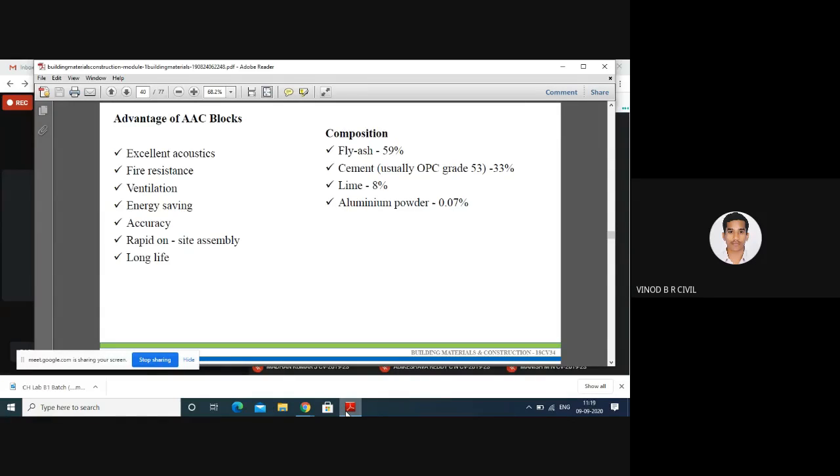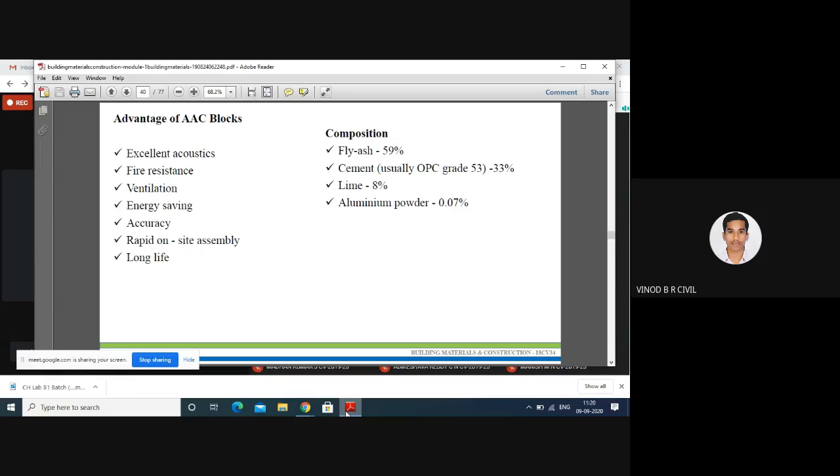What composition are we using, what ingredient materials are we using for the manufacturing of aerated concrete block? First one is the fly ash. We already discussed 50 to 60% is completely covered with the fly ash material, and cement is 33%, and lime is 8%, aluminum powder is 0.07%. These are the basic materials or ingredients for the manufacturing of cement concrete block, or sorry, aerated concrete block.